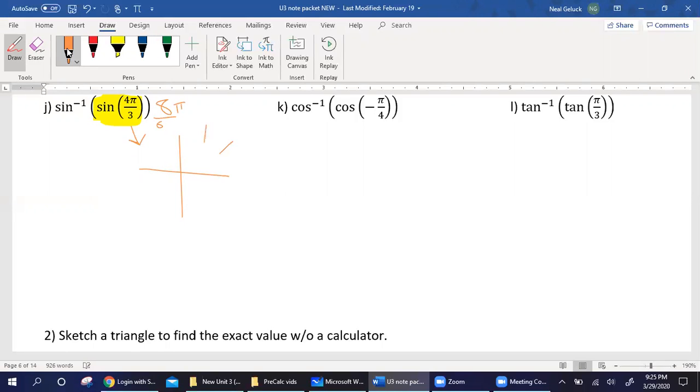So 1, 2, 3, 4, 5, 6, 7, 8 over 6. Ooh, that's terrible looking. So that is a 60-degree reference. Oh my, getting real bad. Anyway, it's a 60-degree reference. I want the sine, which is the opposite, which is root 3 over 2. But sine's negative in this quadrant, because of all students take calculus. So the answer to the highlighted stuff is negative root 3 over 2.